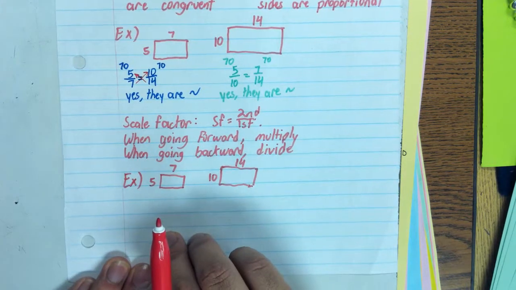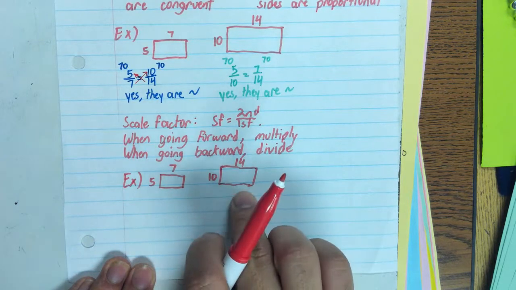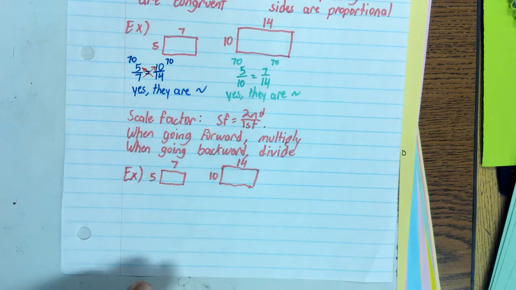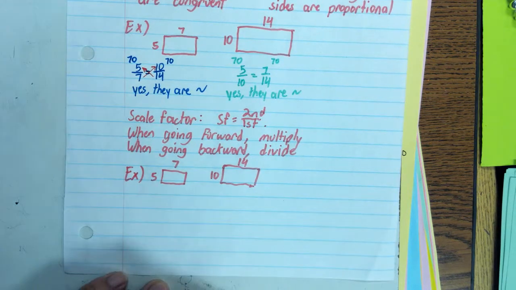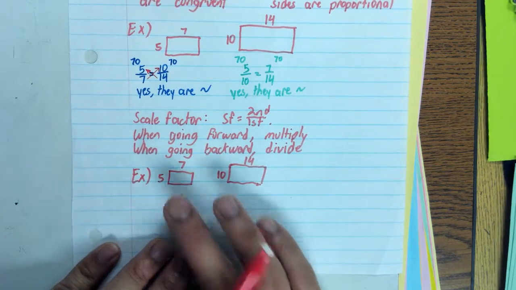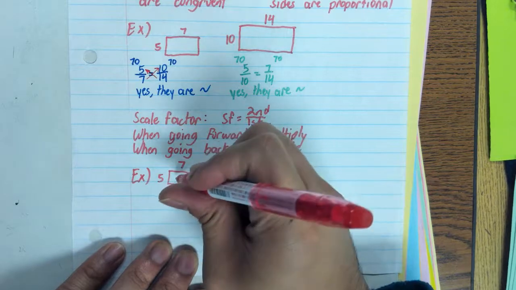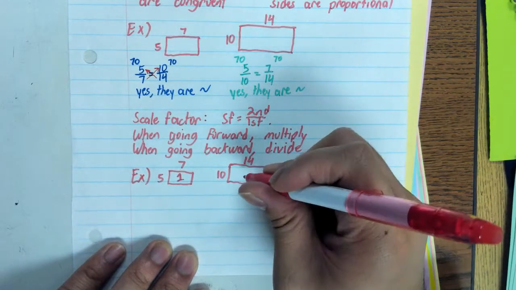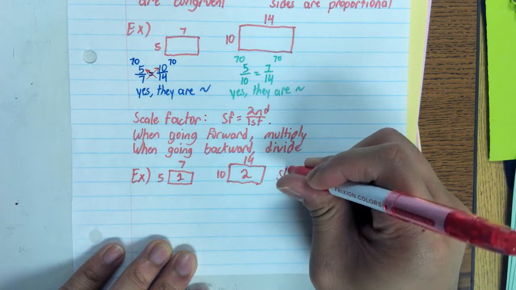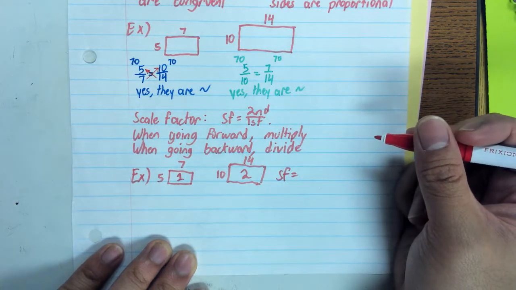So, normally we just go from left to right, unless they tell us specifically which way we're going. Sometimes we'll do an arrow, sometimes we'll do descriptions like going from the larger rectangle to the smaller rectangle, or the other way around. For this one, let's just go from left to right. That means this is my first shape, this is my second shape.